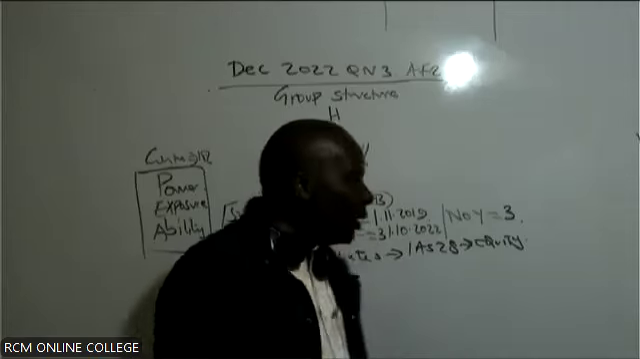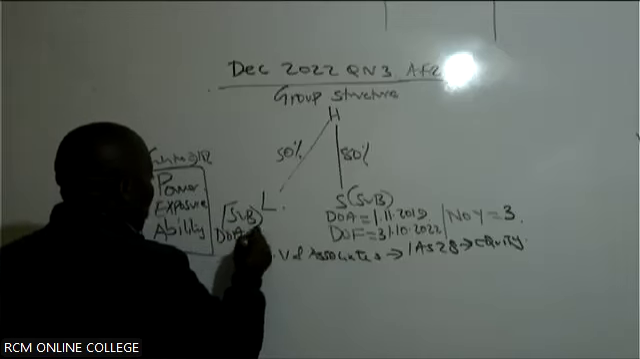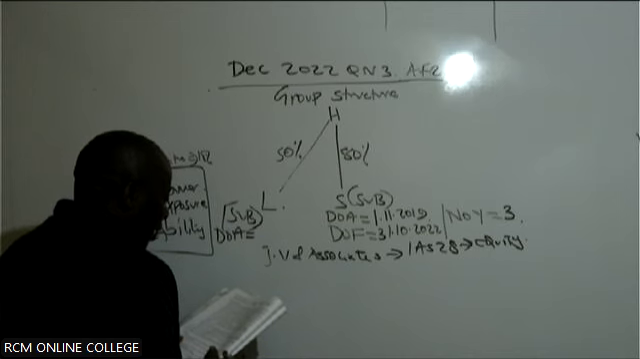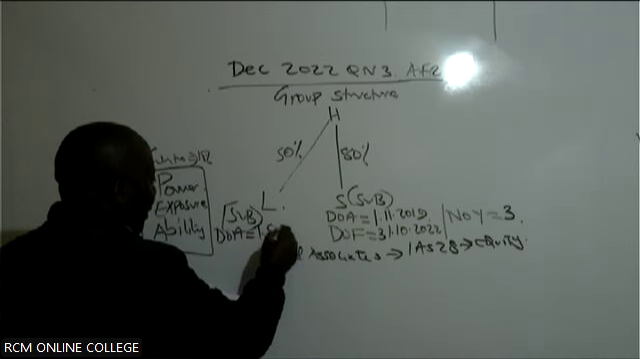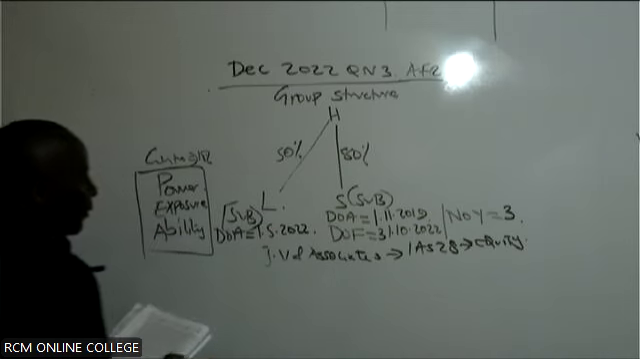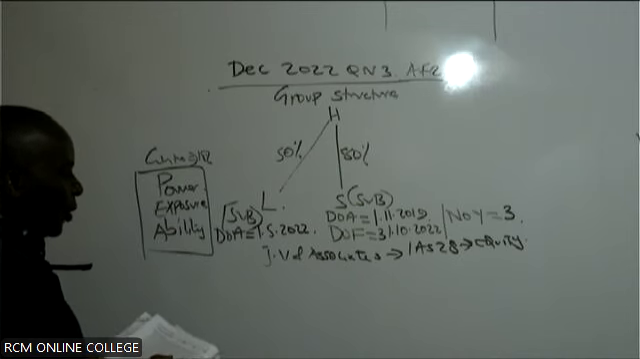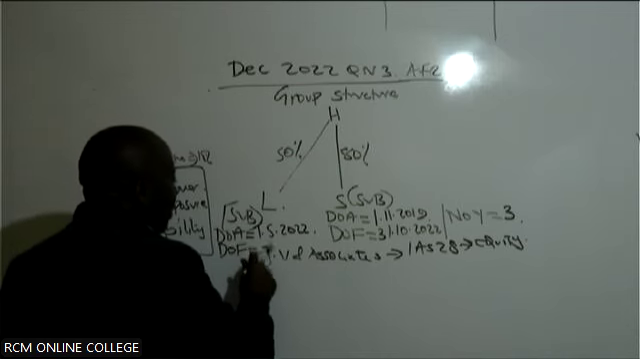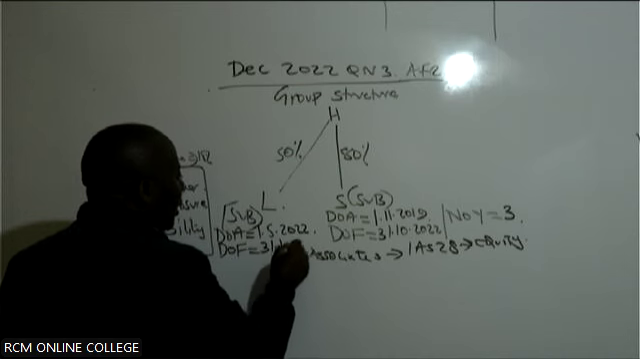So I would want to know the date of acquisition, the date when we acquired L. We are told here we acquired L on 1st May 2022. That's the date of acquisition. And when are we doing these financial statements? The date of the financial statements, ladies and gentlemen, we are told here is 31st October 2022.